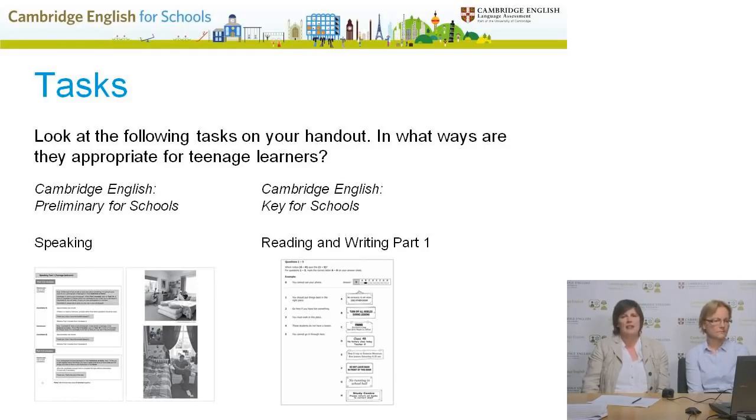Now let's look at the Cambridge English Key for Schools task, the reading and writing task. In this task, learners need to read the notices and match them to what they mean. Like before, think about how this task is good for younger candidates. Think about the topic and the task. Is it relevant, interesting for teenagers? Write your ideas in the chat box now.